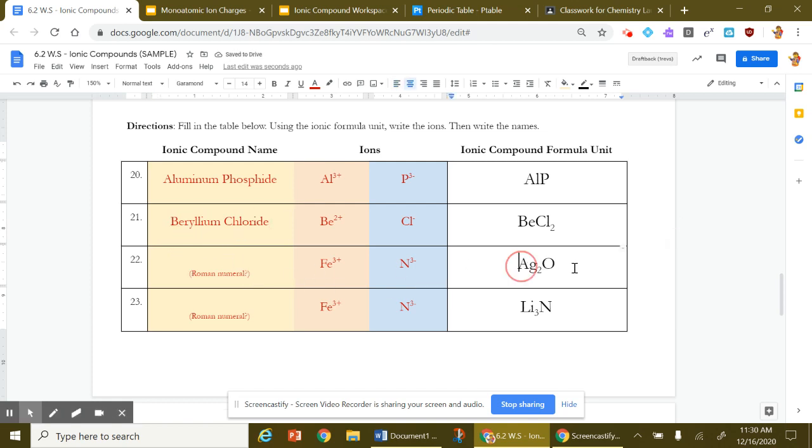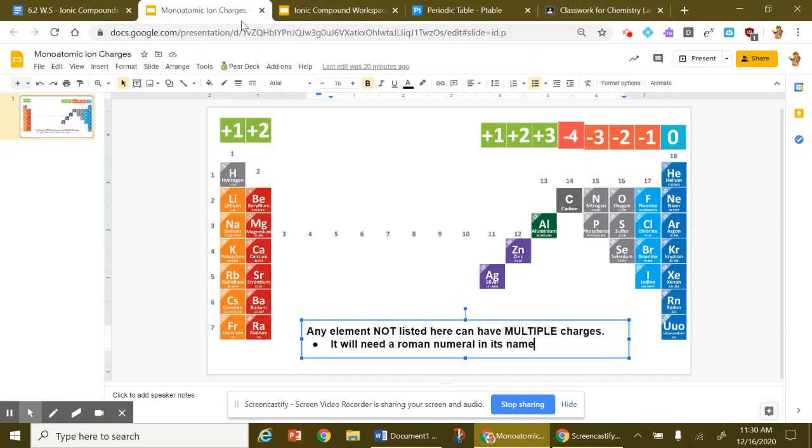Next one, Ag2O. I know that Ag is silver. It's one of those ones with a weird name, right? Derived from Argentium, where Argentina gets its name. Ag is silver, and O, of course, is oxide. Now, silver, what is the charge of a silver ion?